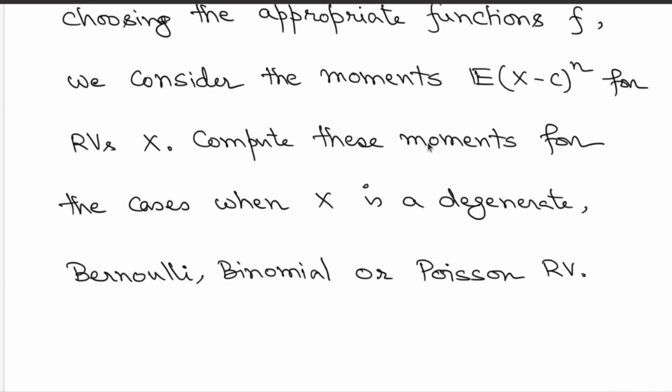Alright, so you can now try to compute these kinds of moments for the cases when x is some known standard discrete random variable. For example, you can choose x to be a degenerate random variable or from Bernoulli, binomial or Poisson random variables. Okay, so in all of these cases, try to work out the expression for the moments following this measure theoretic discussion. So try to work out the values and you will find that you get back the familiar expressions that you have already seen in your basic probability theory.